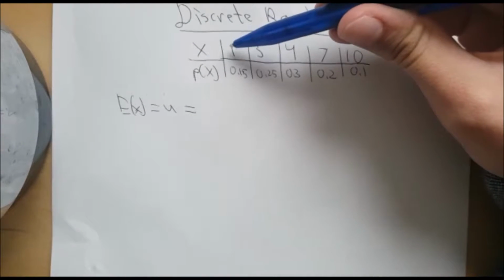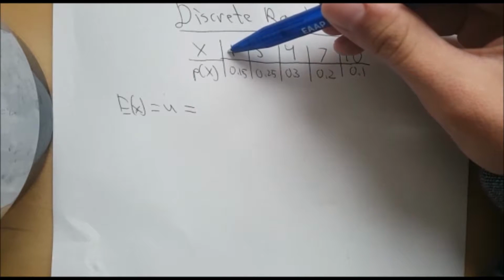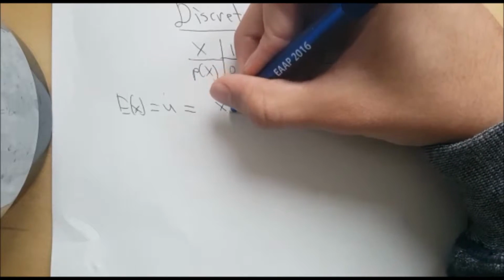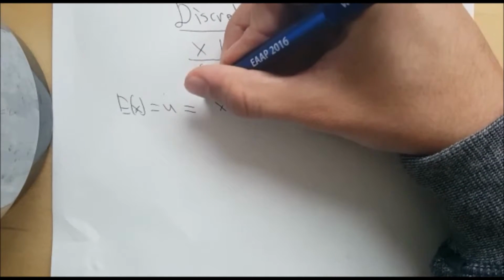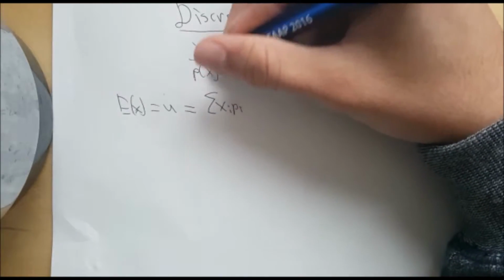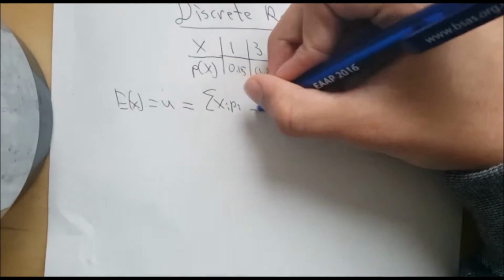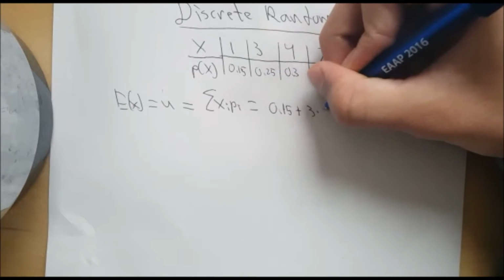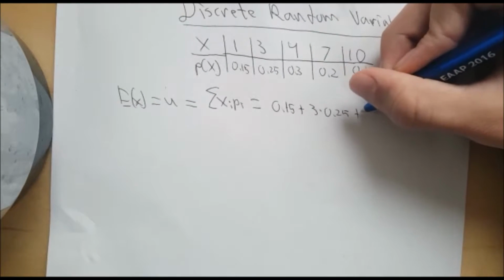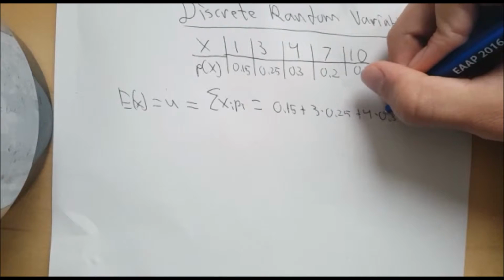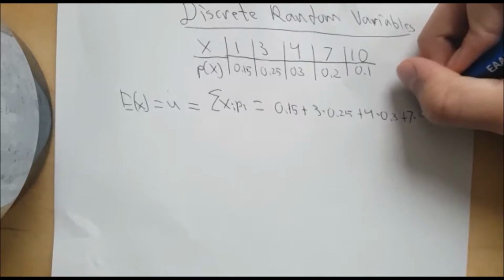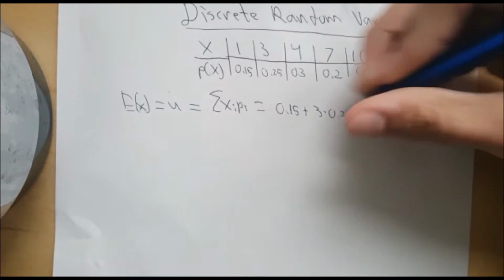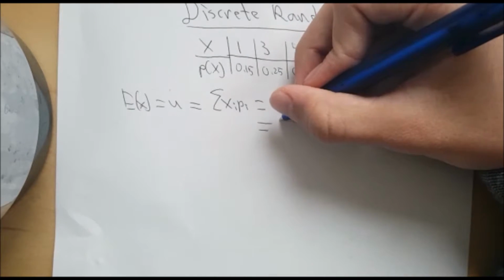So basically, you multiply the x value by its probability, and you just add all of that up. And that looks like this. Just xi times pi and take the sum of it. And in this case, it's 1 times 0.15 plus 3 times 0.25 plus 4 times 0.3 plus 7 times 0.2 plus 10 times 0.1, and that is equal to 4.5.